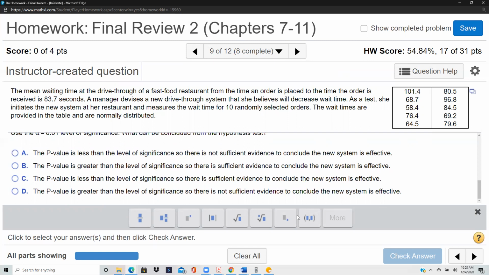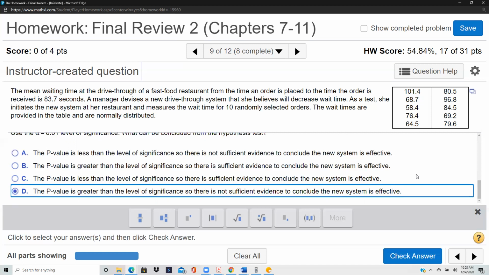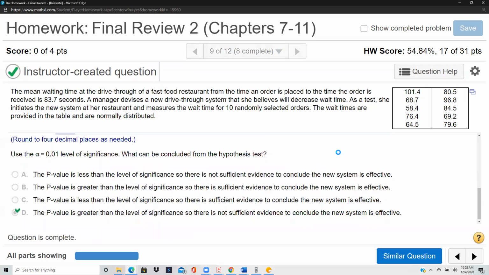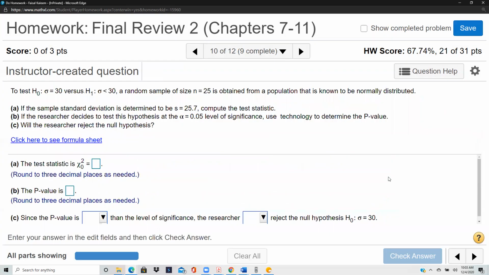So it would be D: do not reject, there is not sufficient evidence.